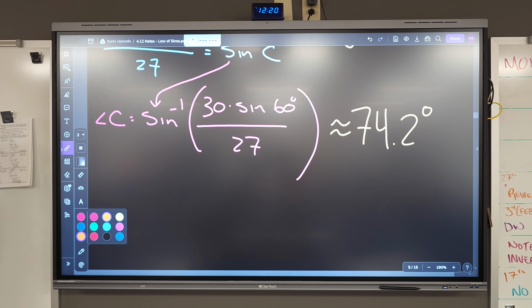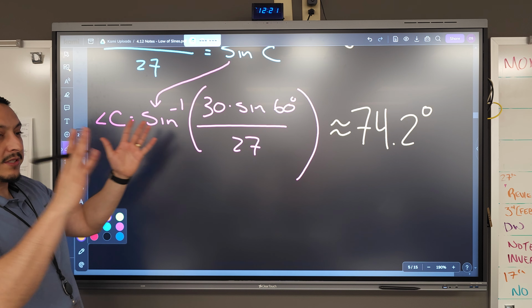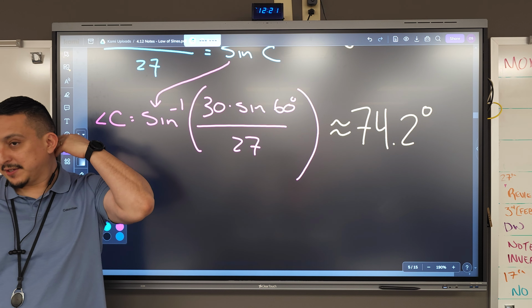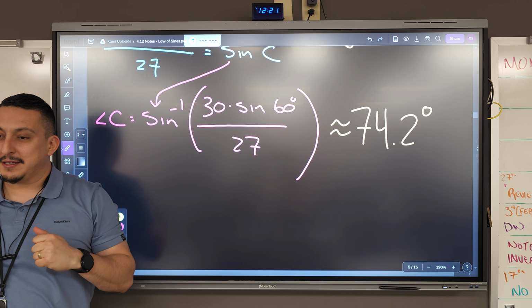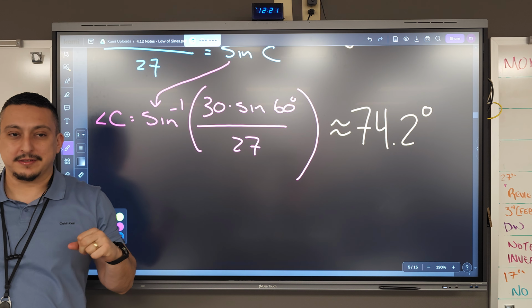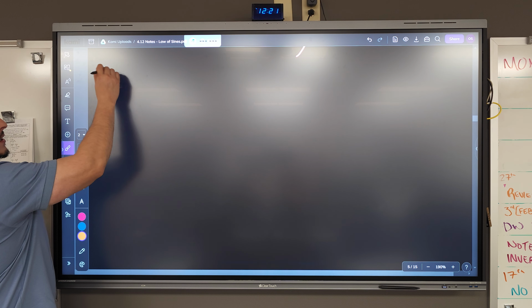Anybody not get that? Okay, the only thing again I would caution you with is if you compute the numbers before, make sure you use the whole number when you plug it in here. Okay, don't round too early. Questions, guys? Pretty easy too, right? Not bad. Okay, let's try this one.